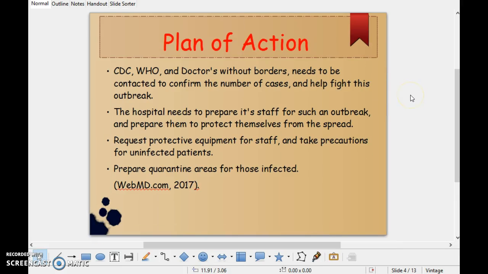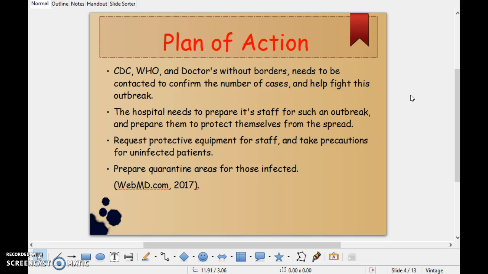A plan of action for trying to identify and contain this outbreak would be to contact the CDC, the WHO, and Doctors Without Borders, WHO being the World Health Organization. Find out the confirmed number of cases, the area that the cases are confirmed in, and try and help fight the outbreak before it spreads any further.